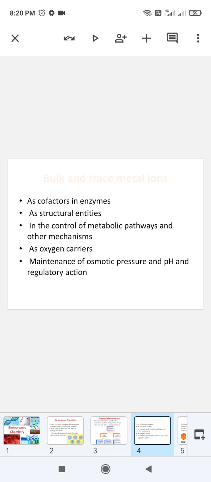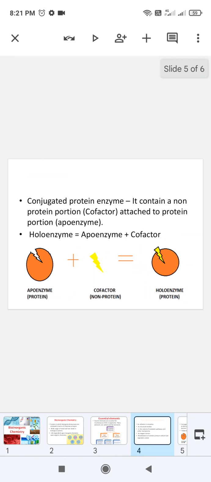Now we are moving into the individual terms, bulk and trace metal ions. These metal ions act as a cofactor in enzymes in our body, or act as a structural entity, or are used in controlling metabolic pathways and other mechanisms, or as an oxygen carrier, or are used in the maintenance of osmotic pressure, pH, and regulatory action in our body.